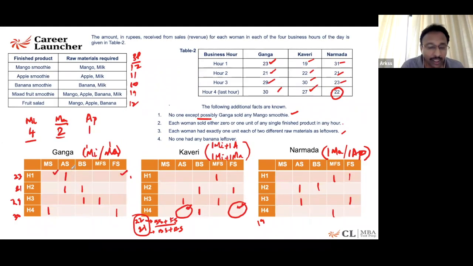Minimum guarantee milk. So milk is required everywhere except for fruit salad. So minimum guarantee 1, 2, 3, 4, 5, 6. 6 units here. Plus we will figure it out. Then 6 plus 1, 7 units here guaranteed. 7 units, plus 1 possibly, it could be 7 or plus 1.